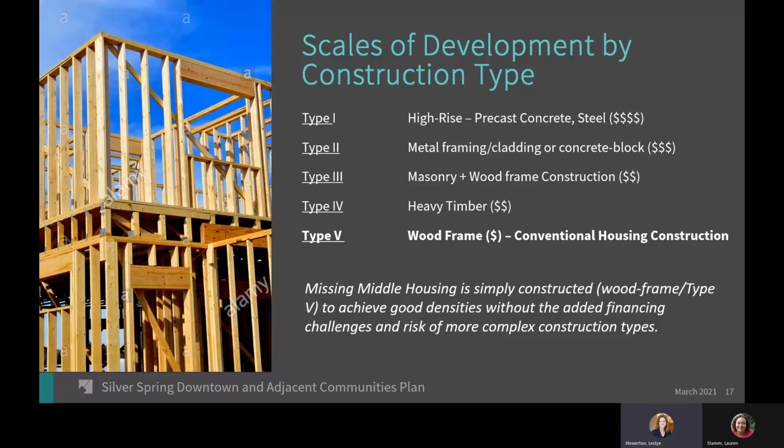Scales of development by construction type work a little differently in the building code. They range from type 1, type 2, type 3, type 4, and type 5. And what we're really trying to show here is that missing middle housing is simply constructed. It's wood frame type 5 to achieve good densities without the added financing challenges and risk of more complex construction types. It is the least expensive form of construction.